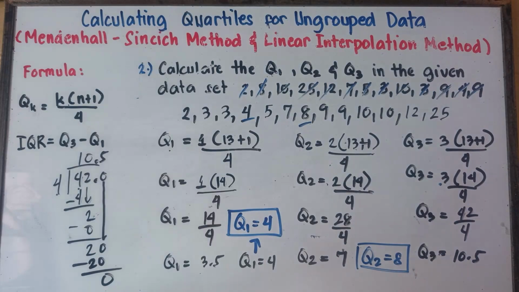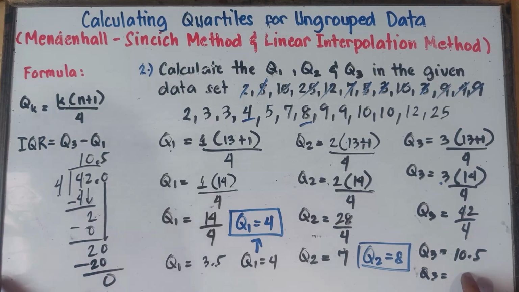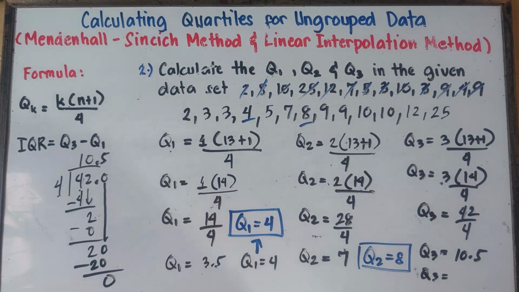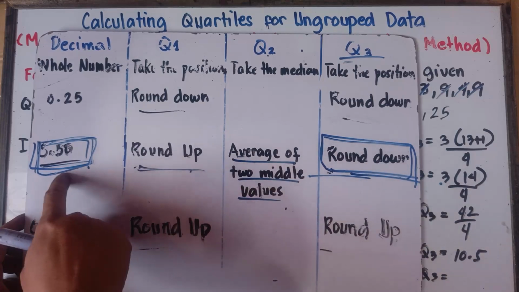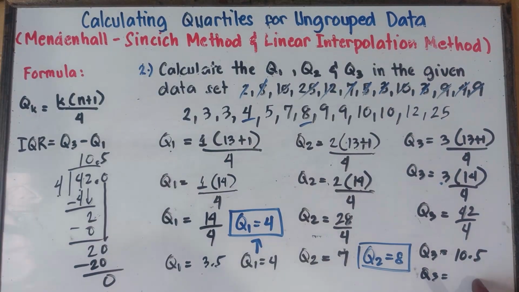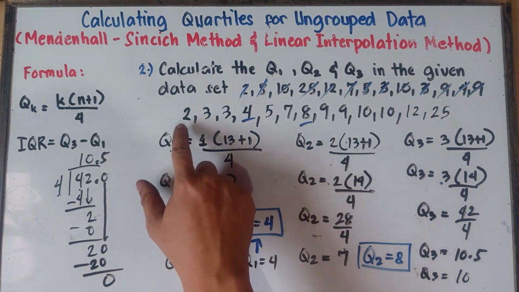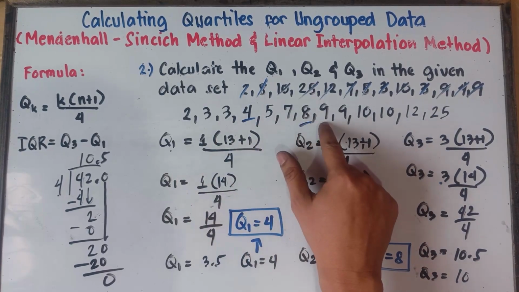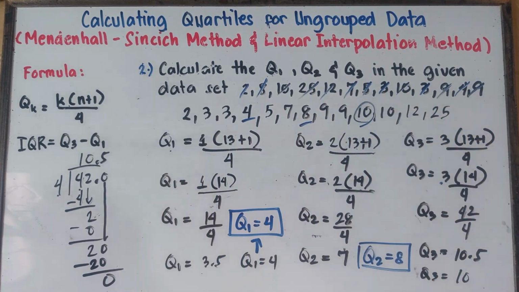You always round down because quartile 3, if it's 0.50, always round down. Always look at the table, class. Always look at your guide. Quartile 3, that would be round down for 0.50. Alright, so this 10.5 becomes 10. So the 10th position. So, first, second, third, fourth, fifth, sixth, seventh, eighth, 9, and then 10. This one right here. Therefore, quartile 3 is equal to 10.